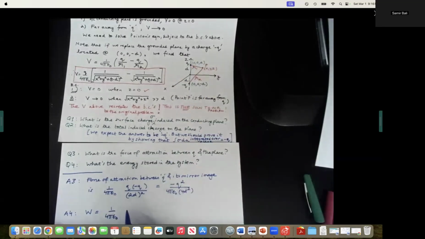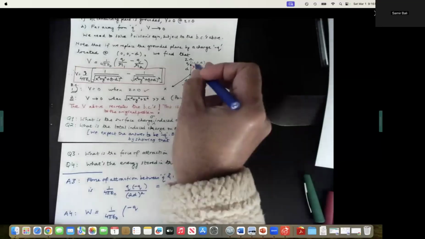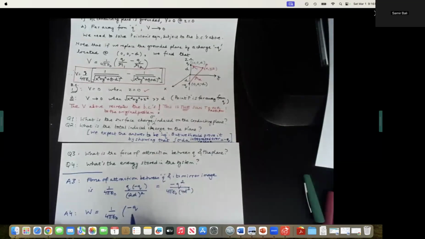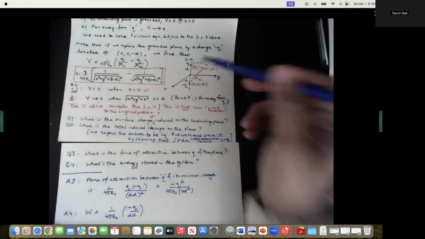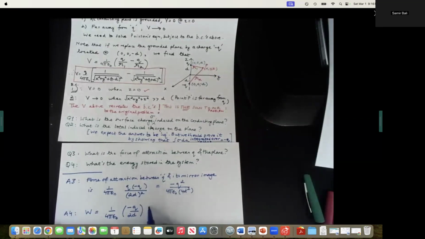And so that would be 1 over 4 pi epsilon naught, and the potential of the negative charge Q at the location of positive Q is simply negative Q over 2d. So the work done per unit charge in bringing a unit charge to the location where Q is that. And now I just have to multiply it by the charge that was brought itself, and that would be the work done. So I might say that this is equal to negative Q squared over 4 pi epsilon naught 2d.